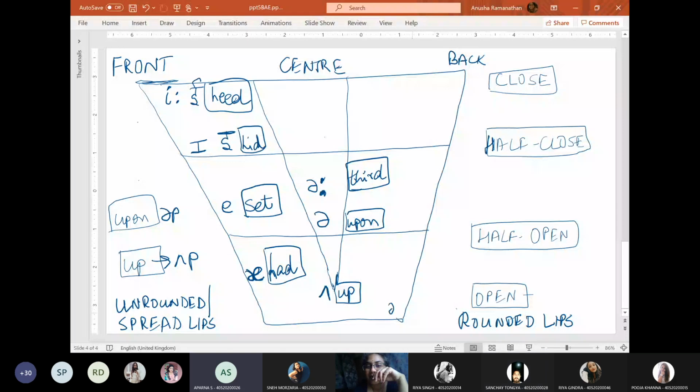The ooh sound, as in pool. This will be your oo ki matra, badi oo ki matra. The oo sound, as in pull, is a different word. है ना? This will be your oo ki matra, as in the short one.